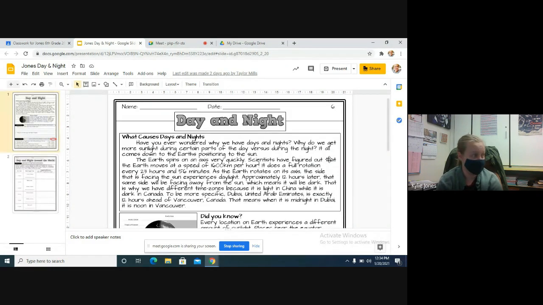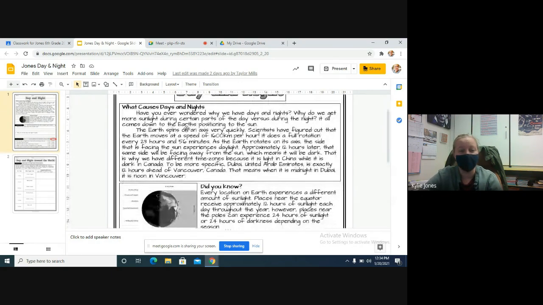Day and Night. We're going to read it together, and then those questions will be kind of an on your own thing. So it says, what causes days and nights? Have you ever wondered why we have days and nights? Why do we get more sunlight during certain parts of the day versus during the night? It all comes down to the Earth's positioning to the sun. So it involves the rotation of the Earth. The Earth spins on an axis very quickly. Scientists have figured out that the Earth moves at a speed of 1,600 kilometers per hour. So that means it does a full rotation every 23 hours and 56 minutes. So that's where we get our 1 day.